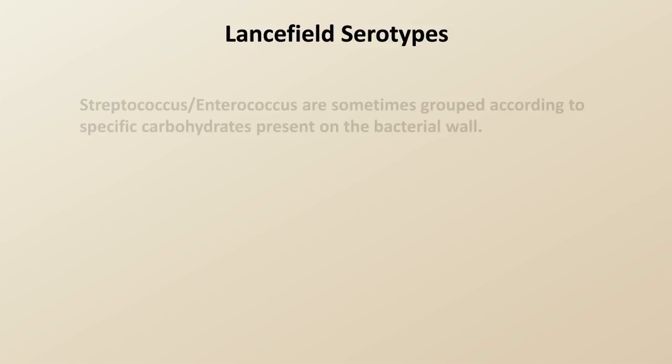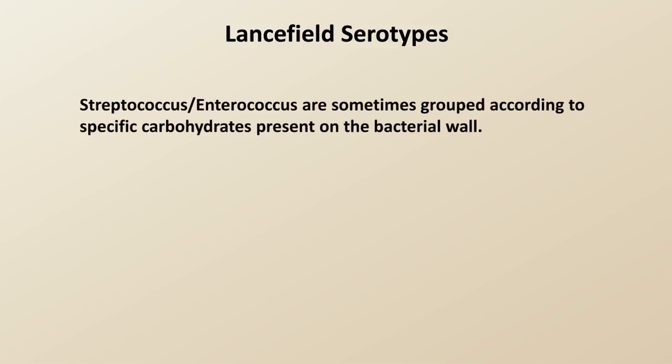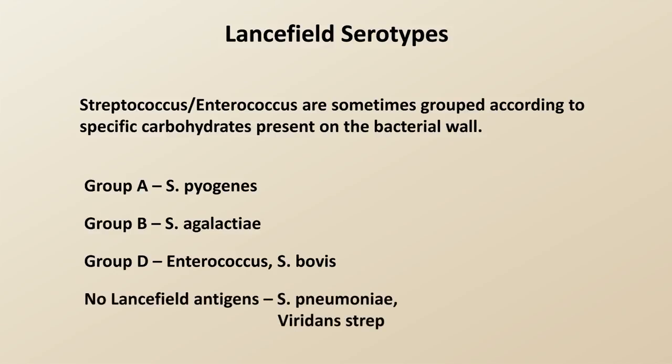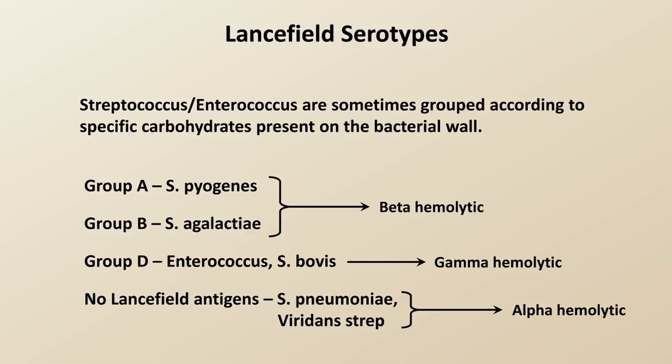Lancefield serotypes are also sometimes used to distinguish species of Streptococcus and Enterococcus from one another. These serotypes are based on specific carbohydrates present on the bacterial wall. Group A serotype includes Strep pyogenes. Group B serotype includes Strep agalactiae. Group D includes Enterococcus and Strep bovis. And Strep pneumoniae and viridans have no Lancefield antigens to categorize. Here are the relationships between Lancefield serotypes and the hemolysis test.